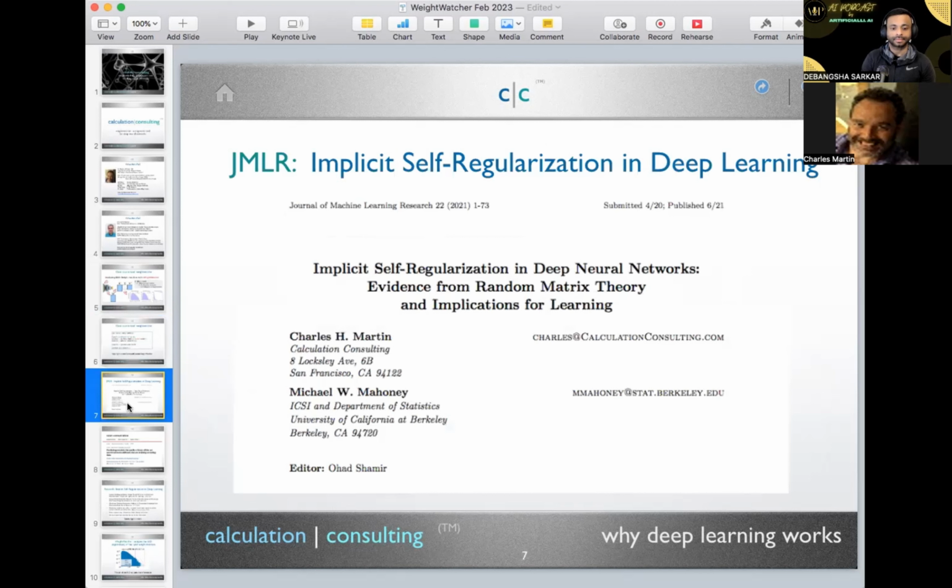As you mentioned, the work has been featured in JMLR. We have a JMLR paper, which discusses the first pass of the theory, which is implicit self-regularization in deep neural networks, evidence from random matrix theory and its implications for learning. Mike and I did this work several years ago. It was published in June of 2021, but it's actually several years old. Things take forever to publish.